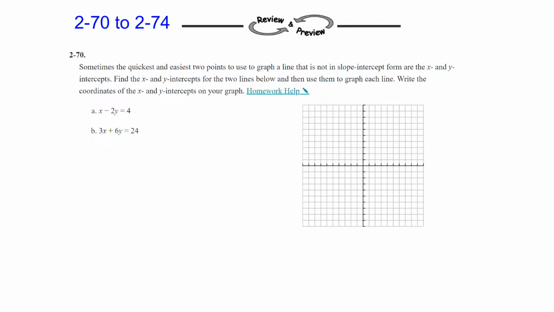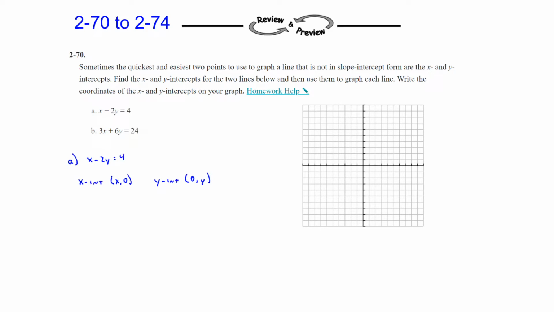So I only have one coordinate plane here, so we're going to go ahead and do both of them. I'll do them in different colors. So on part A, we have x minus 2y equals 4. And so if I want to find the x-intercept, then we know that the y value is 0. And if I want to find the y-intercept, then we know that the x value is 0.